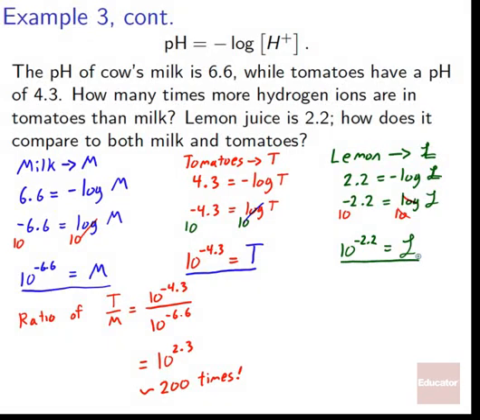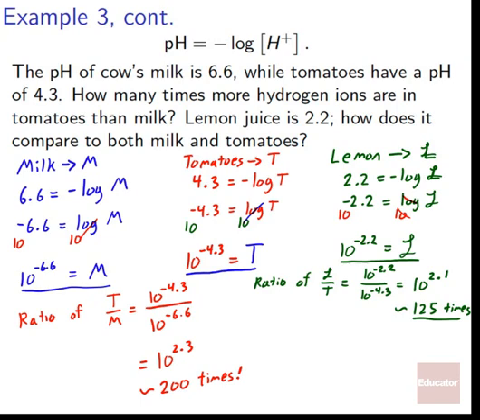So at this point, we can now compare lemon juice to milk and tomatoes. Let's compare it to tomatoes first. So the ratio of lemons to tomatoes is going to be 10 to the negative 2.2 over tomatoes at 10 to the negative 4.3, which is equal to 10 to the 2.1, which comes out to be around 125 times. Really close. 126 actually is closer, but 125 times. So there's 125 times more hydrogen ions in lemons than in tomatoes.